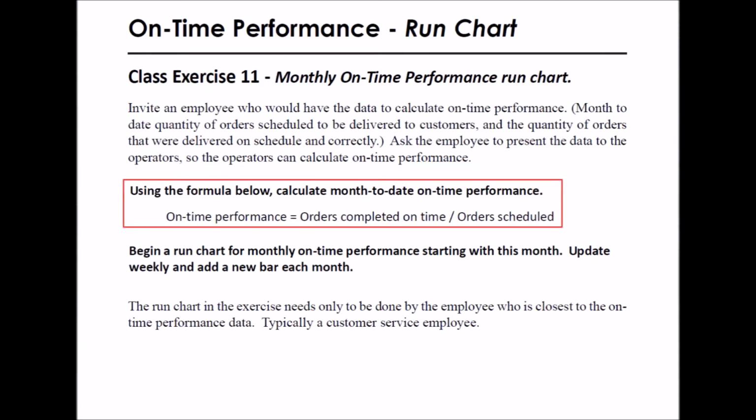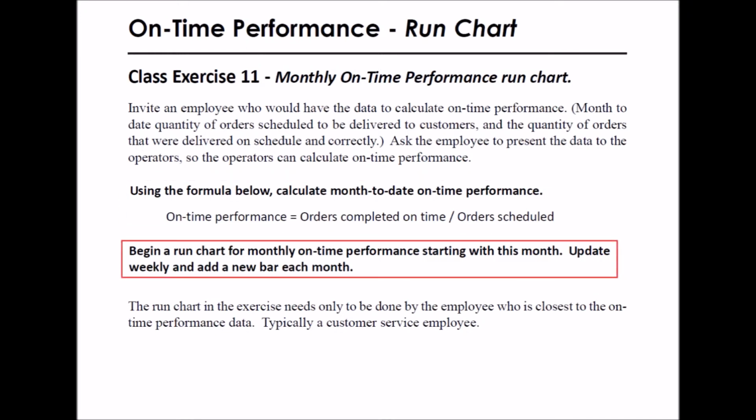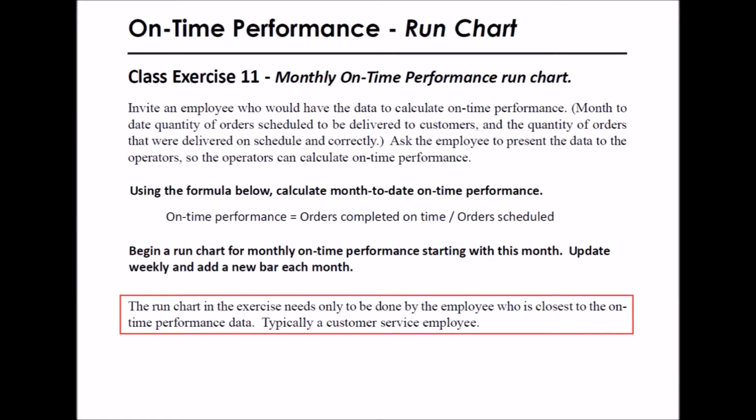Using this formula, calculate month-to-date on-time performance: the number of orders completed on time for the month, divided by the quantity of orders scheduled for the month. Then begin a run chart for monthly on-time performance, add a new bar for each month, and update the calculation daily or weekly. The run chart in the exercise needs only to be done by the employee who is closest to the on-time performance data. This may be a customer service employee. The run chart should be posted where the operators can see it.